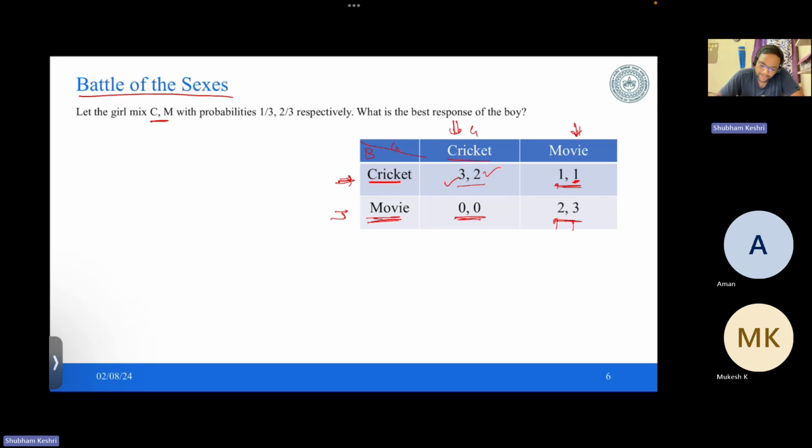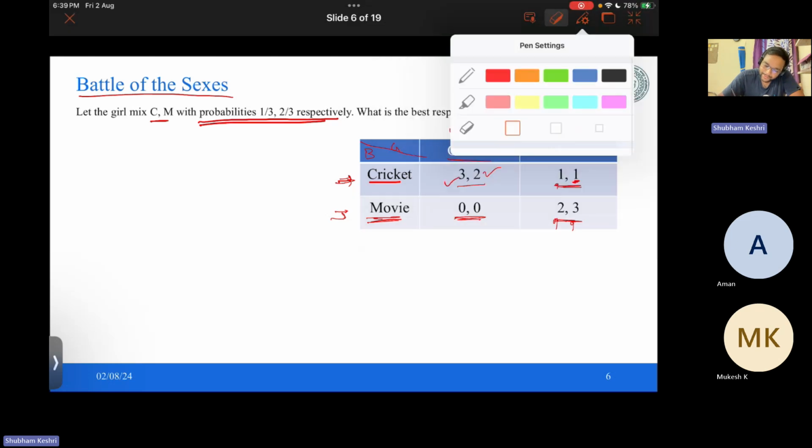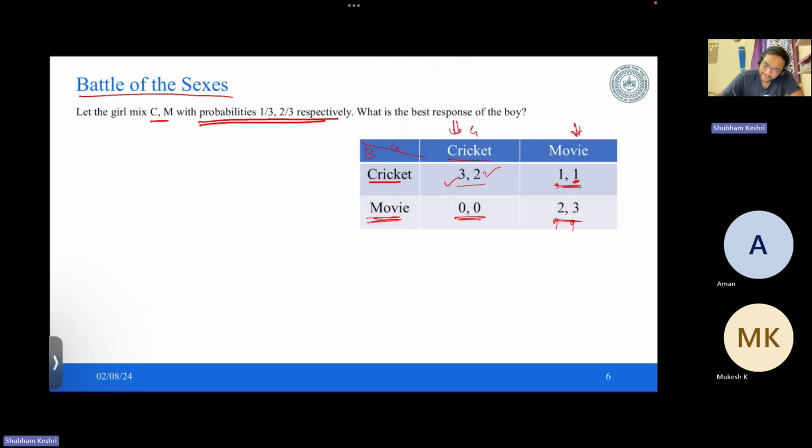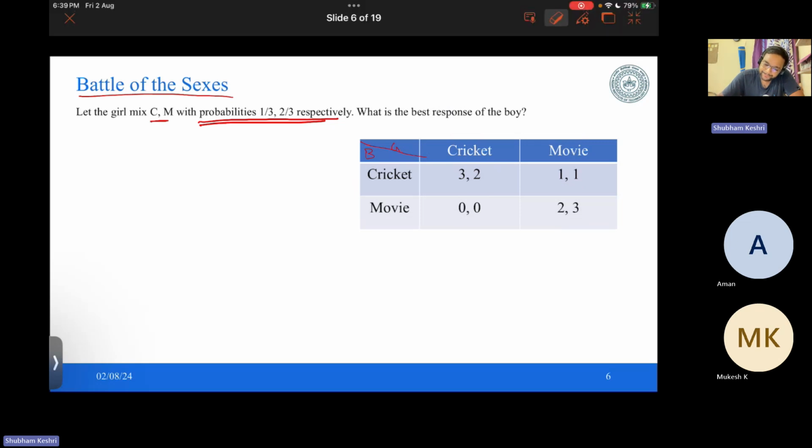So this question says that the girl is actually playing a mixed strategy. This strategy is 1/3 of the time she is playing cricket, and 2/3 of the time she is playing movie. So what is the best response of the boy? This is what the question is. All right. So the girl is playing 1/3 and 2/3. So what should be the best response of the boy? Best response of the boy.